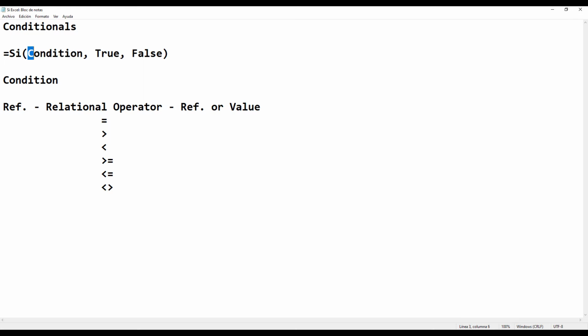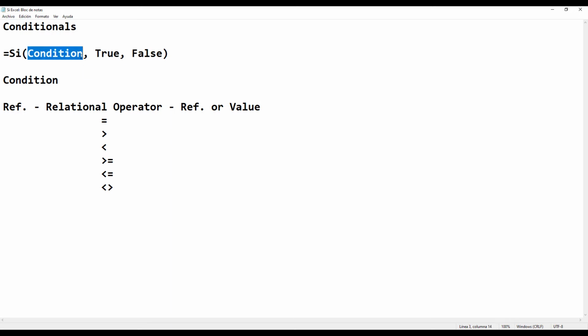What is the structure of a condition in Excel? The structure of a condition in Excel is that reference, the first reference, relational operator like equal, greater than, less than, greater or equal than, less or equal than, and is not equal. These are the operators. And now another reference or a value. Three things that you need to know for the condition.